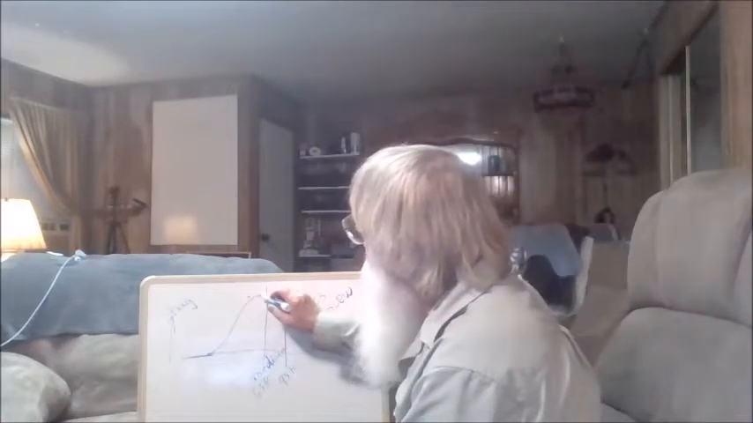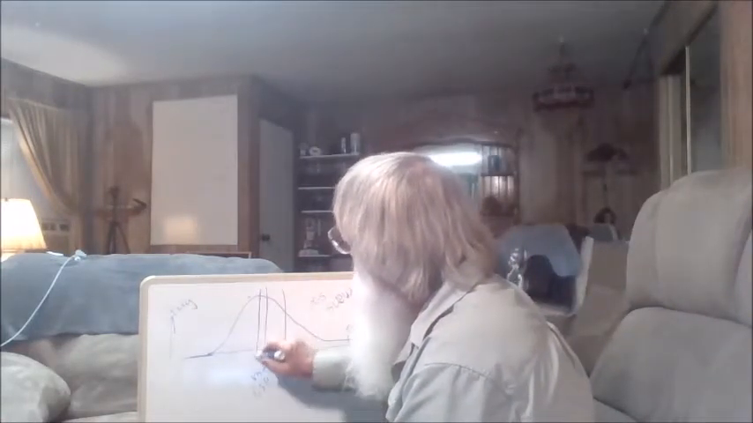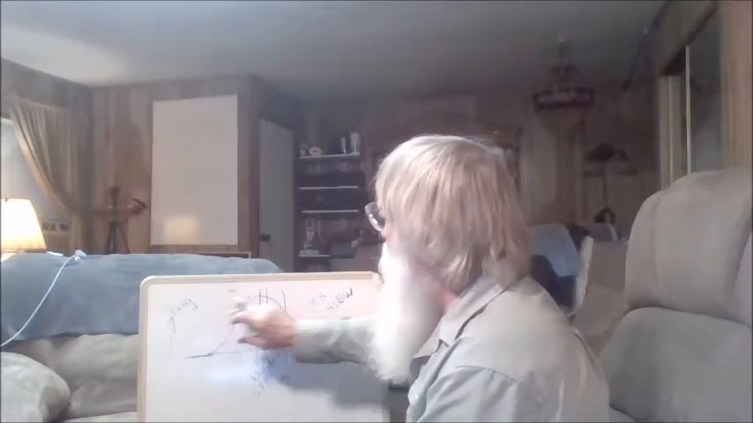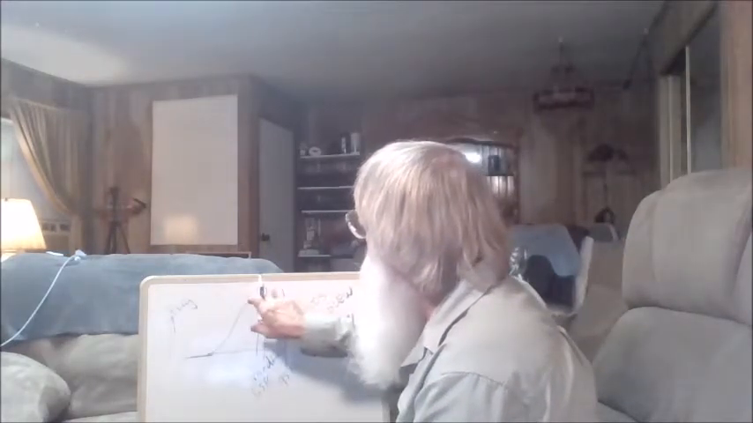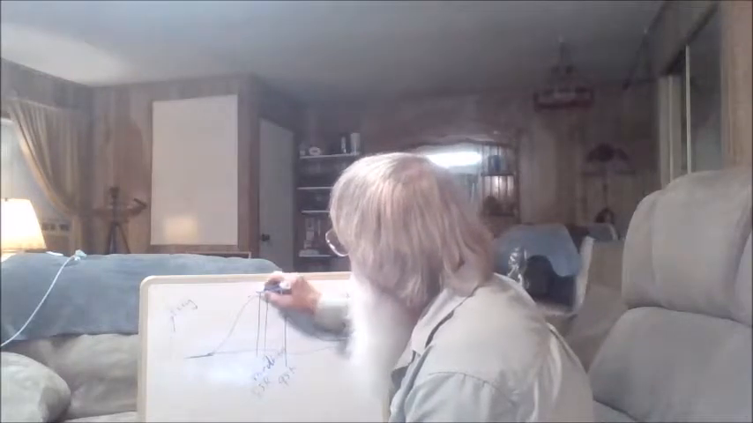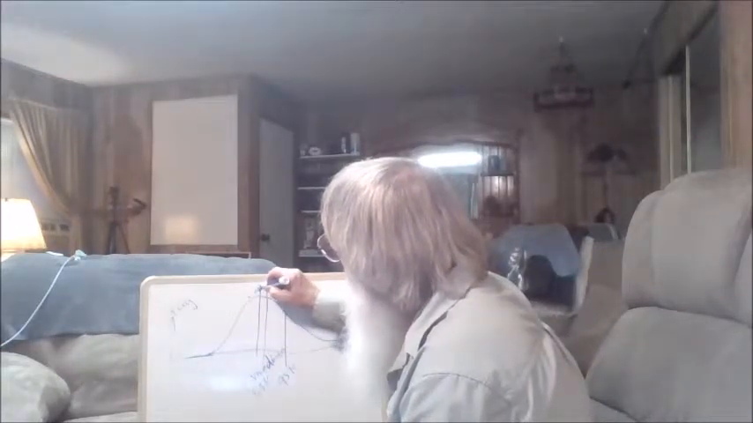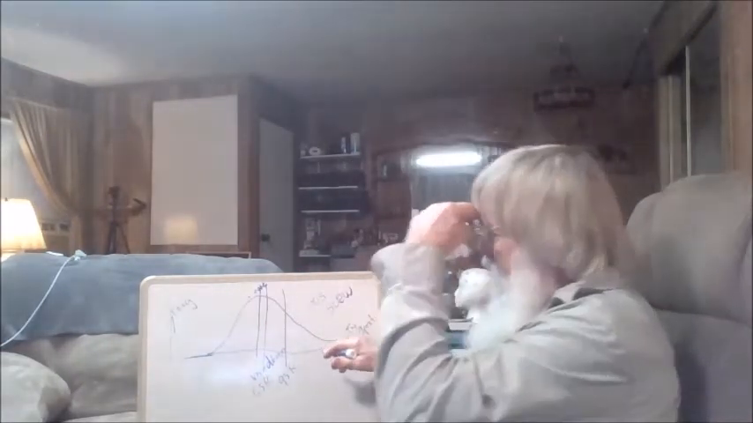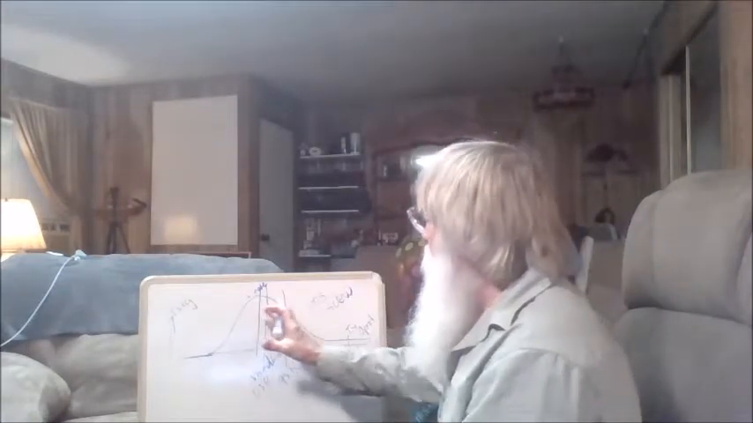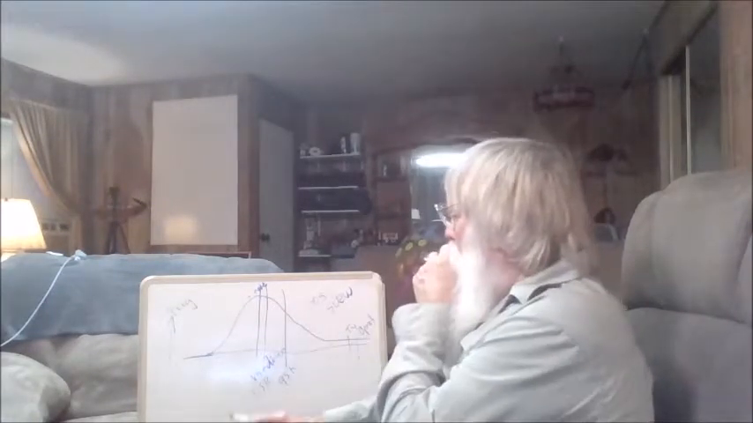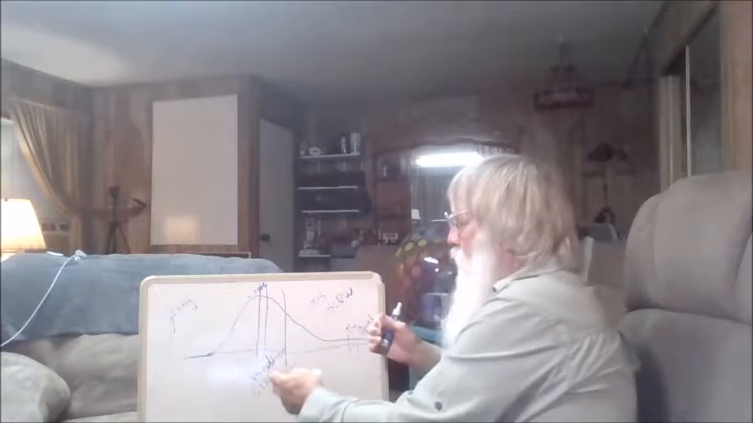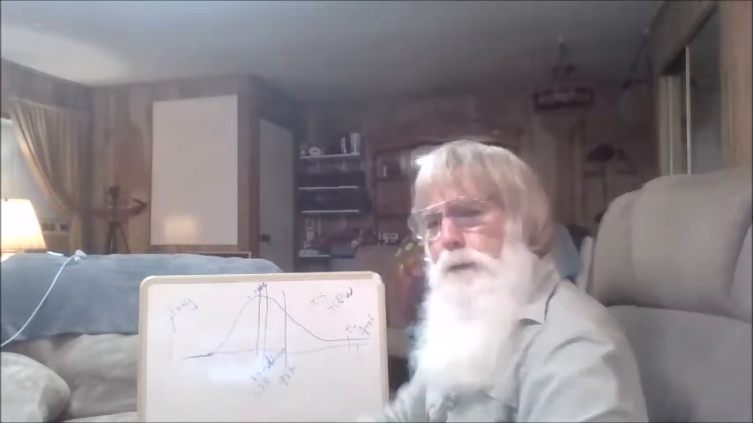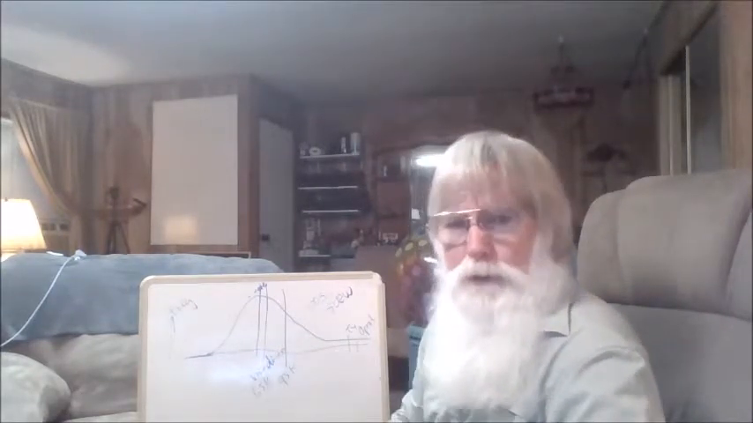The mode, of course, is the most frequently occurring data point, and this is frequency here. So the most frequently occurring one is right here. This is your mode. So in a skewed distribution, you have mode, median, and mean stretched out like that, with median being the best measure of central tendency for a skewed distribution.